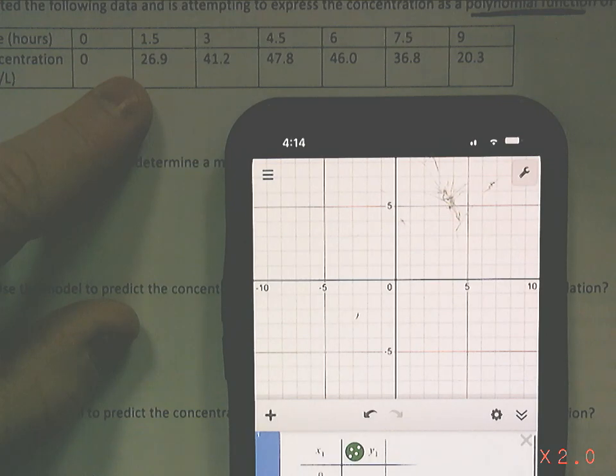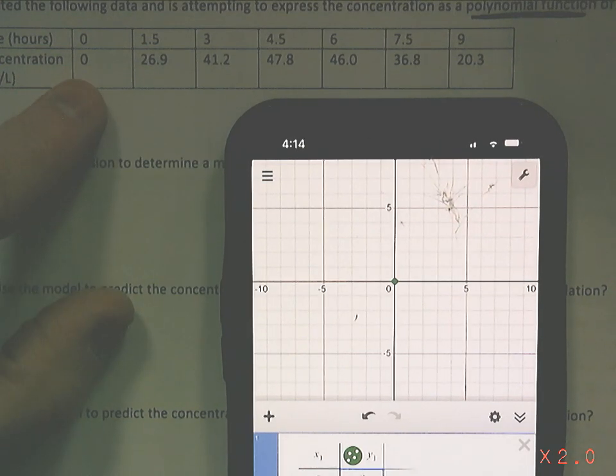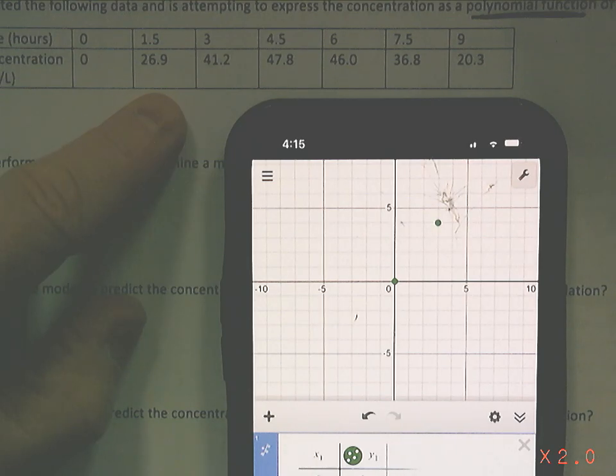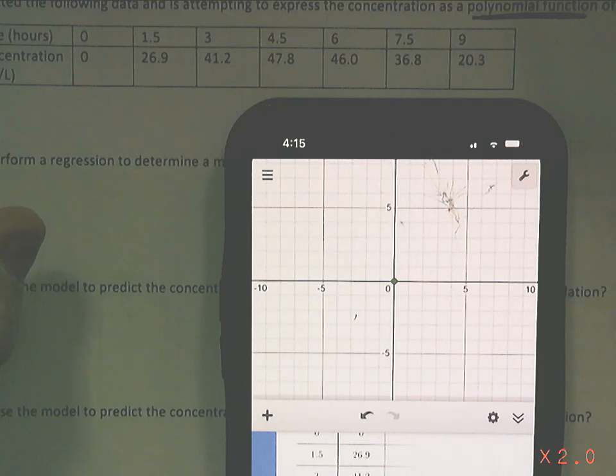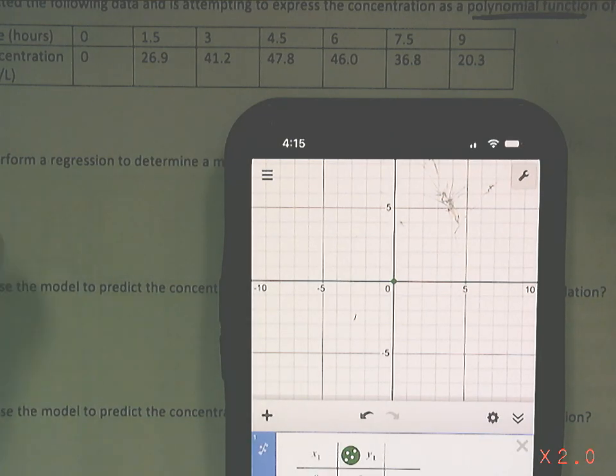7.59. Good for it. Y1 or Y is 0. 26.9. 41.2. Oh, buggered up there. 41.2. 47.8. 46.0. I don't need the 0, but I put it in for good faith. 36.8 and 20.3. Before you walk away, double check to make sure you've entered everything correctly, because nothing worse than doing all this and then typing in a wrong number.